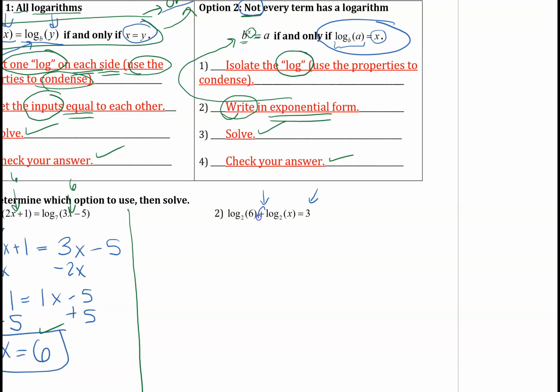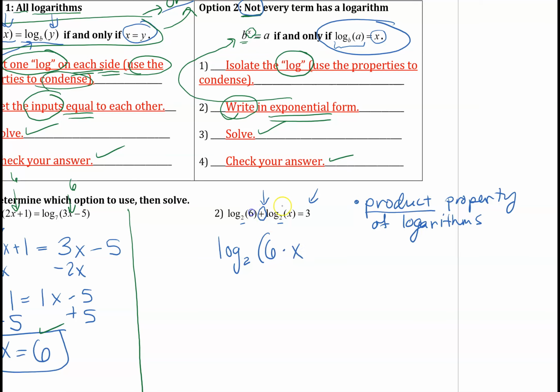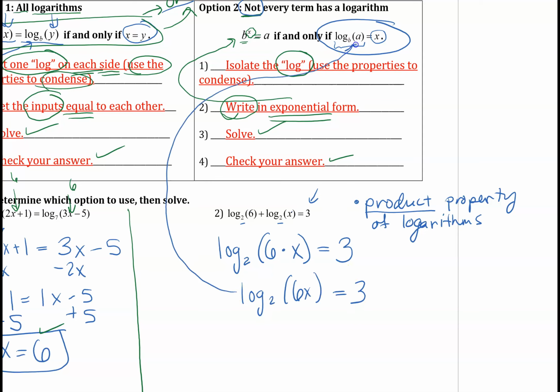Well, I noticed that the two logs are being added, so I'm going to use what's called the product property of logarithms. The product property of logarithms says that if you're adding the logs, of course the base of each log has to be the same, which it is, it's 2 in both cases, then what you do is multiply the items that were inside the log. So if you're adding the outputs, you combine that into one log by multiplying the inputs. And then meanwhile, I still have the 3 on the other side. So now I have the log base 2 of 6x is equal to 3. So it looks something like this expression here.